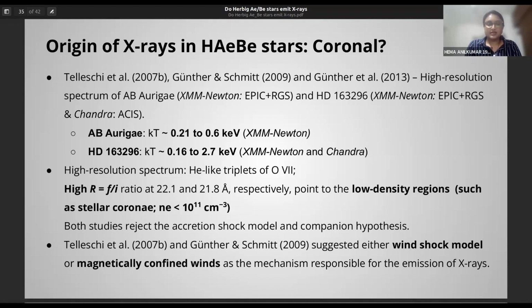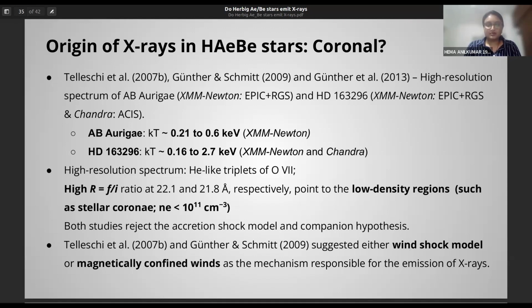In their spectral analysis, they obtained the plasma temperature of these stars to be less than 2 keV in both of their studies. They also studied the helium-like triplets of O VII, where they found a high forbidden to intercombination line ratio at 22.1 angstrom and 21.8 angstrom respectively. A high f/i ratio points to lower density regions for the X-ray emission, such as the corona.